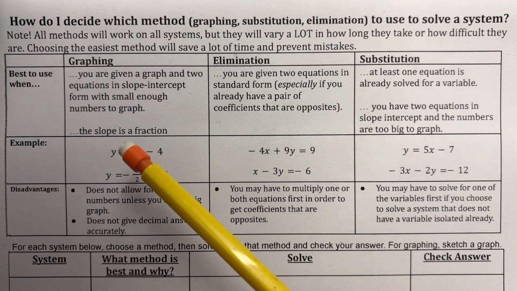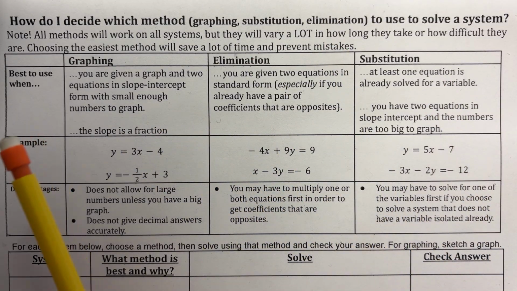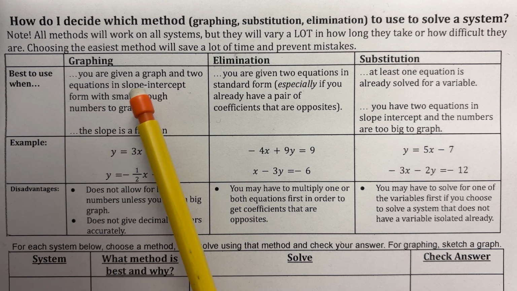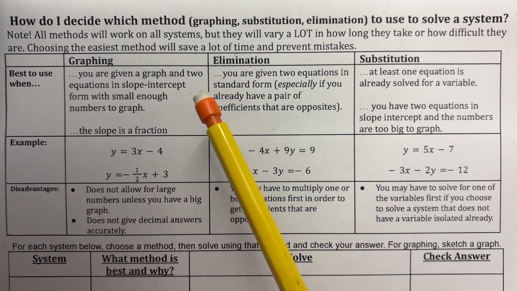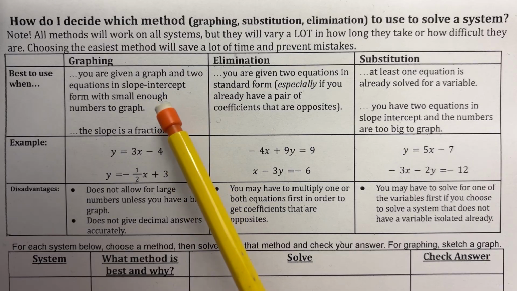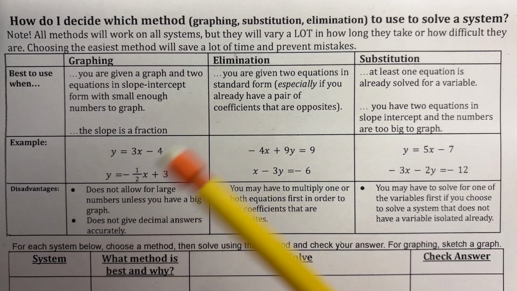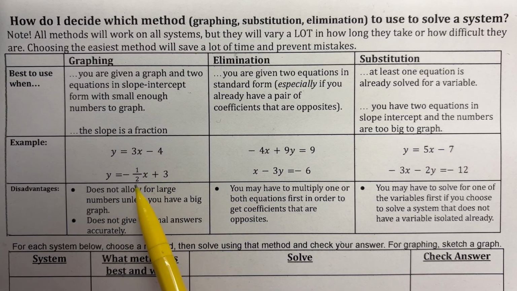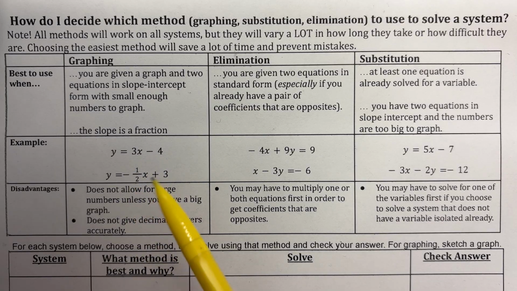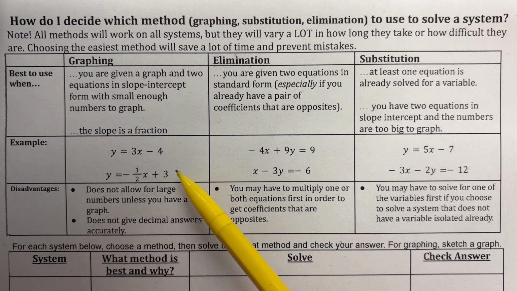Okay, so graphing, it's best to use this strategy when you're given a graph and 2 equations in slope-intercept form, and you can just graph them, right? This is especially beneficial if the slope is a fraction. I can actually use substitution to solve in this situation, but especially if there's a negative fraction like this, it's really easy for us to graph, but not as easy for us to solve an equation. So this is a great opportunity to use a graph.